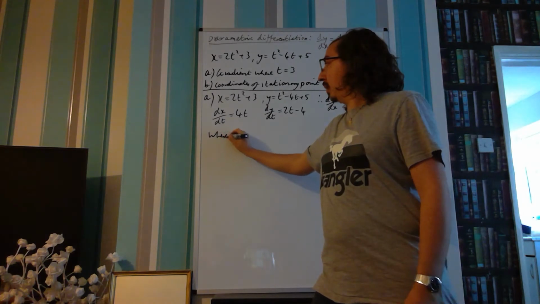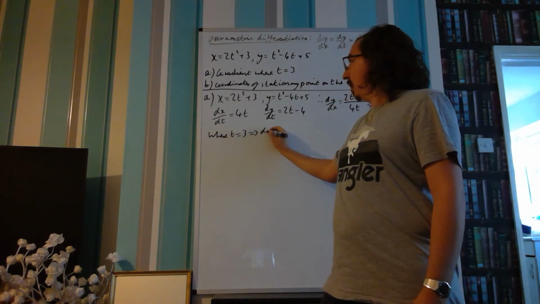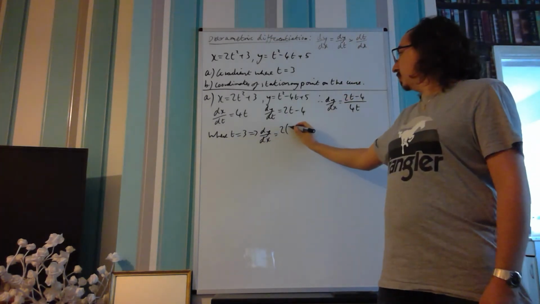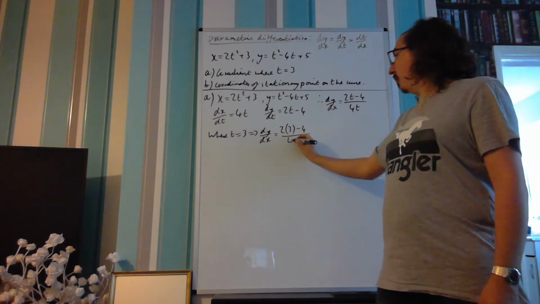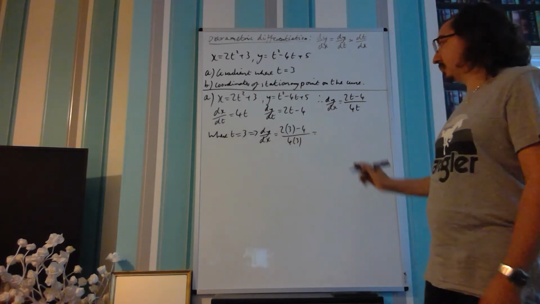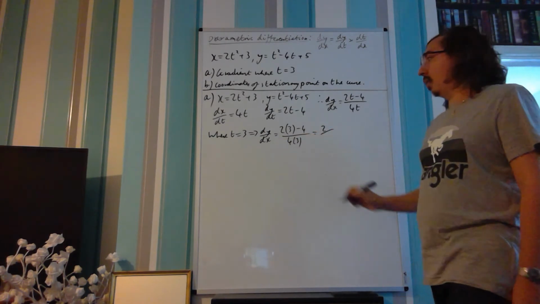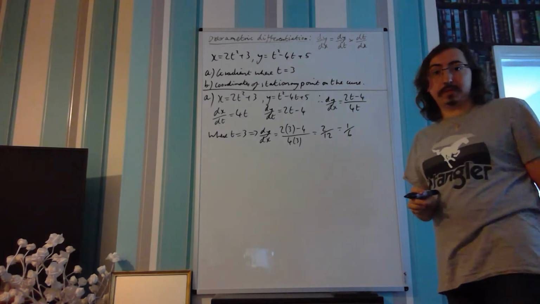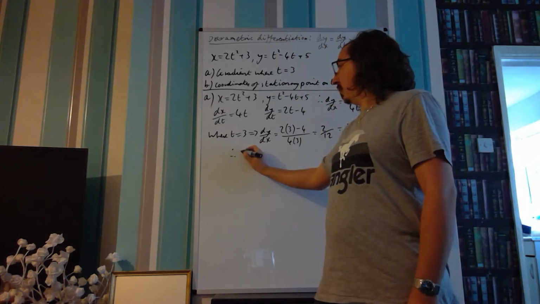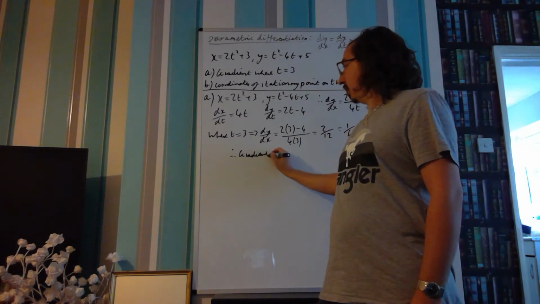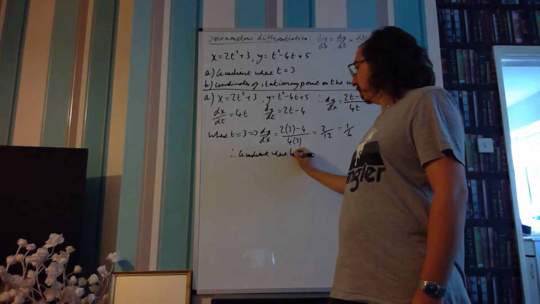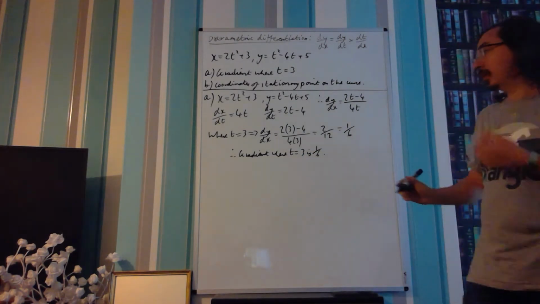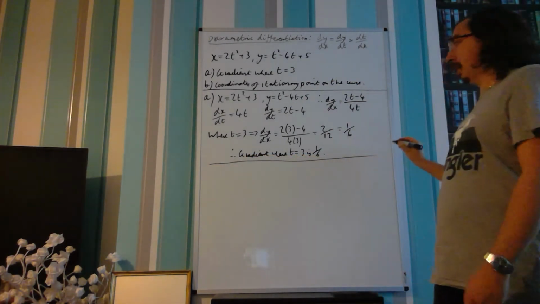So where t is equal to 3, that implies that dy by dx is equal to, if we substitute in, 2 times 3 minus 4 over 4 times 3. 2 times 3 is 6, minus 4 is 2, over 4 times 3, which is 12, and 2 over 12 simplifies to 1 over 6. So therefore, our gradient, where t is equal to 3, is 1 over 6. So that's our answer to part A.